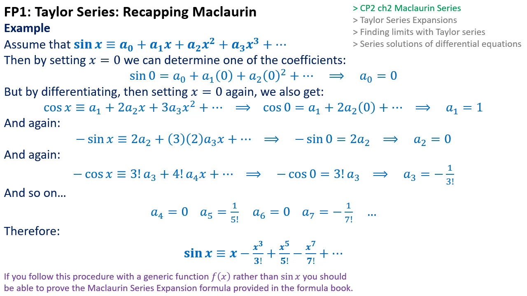Now, it's worth perhaps for some of you going back and seeing if you can prove the more general Maclaurin series expansion that's provided for you in the formula book. Instead of going through this process that we've just done with sin x, go through it with f of x, and then in place of cos and minus sine and minus cos, you'll have f dashed of x, f double dashed of x, and so on. That should help you to see how this general pattern, including the factorials, comes through with any function you deal with.